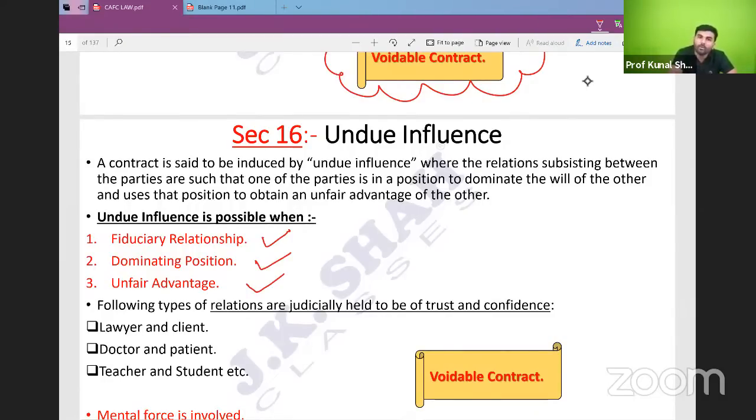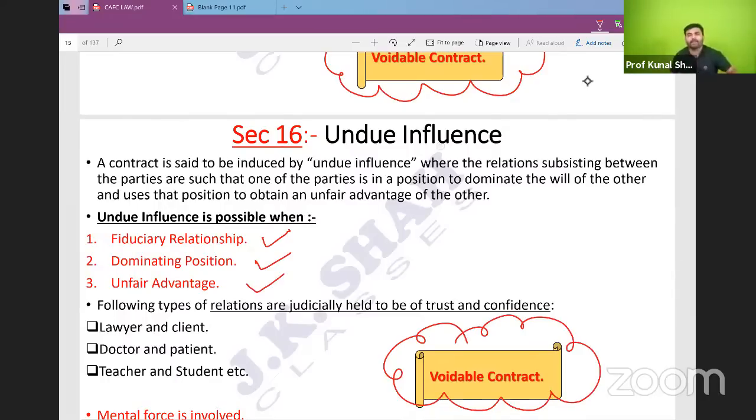Now, if there is a fiduciary relationship, and in that relationship one of the parties is in a dominating position and is able to take an unfair advantage of that position, that means the person is using undue influence and taking your consent to enter into a contract. Whenever the consent is taken by undue influence, it involves a moral pressure, which is nothing but a mental force. Even in case of undue influence, the contract is a voidable contract.